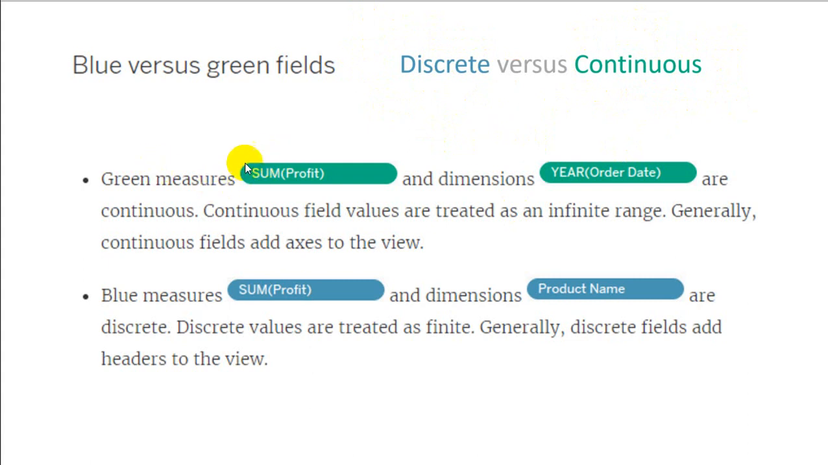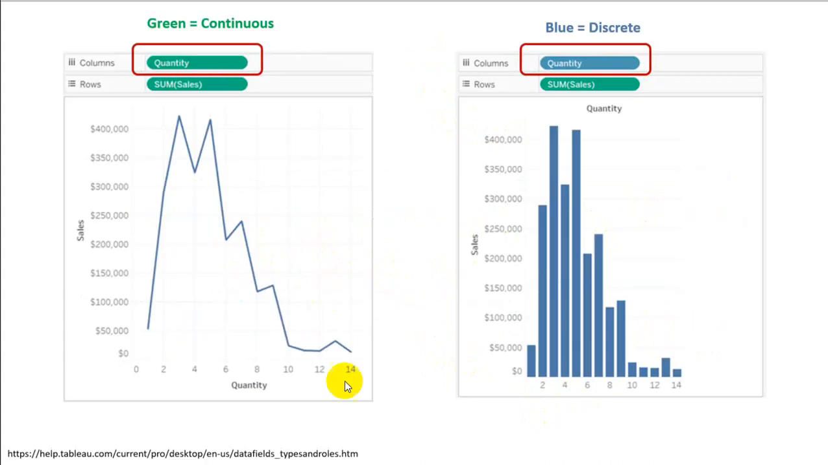Green measures are treated as an infinite range. And when you drag them into the view, it usually adds axes to the plot. But the dimensions, which are in blue, are discrete. These add headers, and I'll show you what I mean. So between these two plots, notice that quantity on the left is being treated as a continuous measure, and on the right, quantity is being treated as a discrete feature.